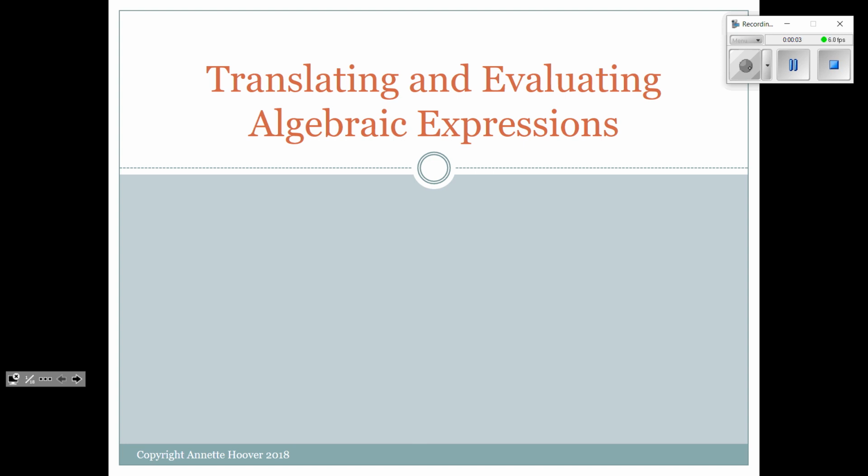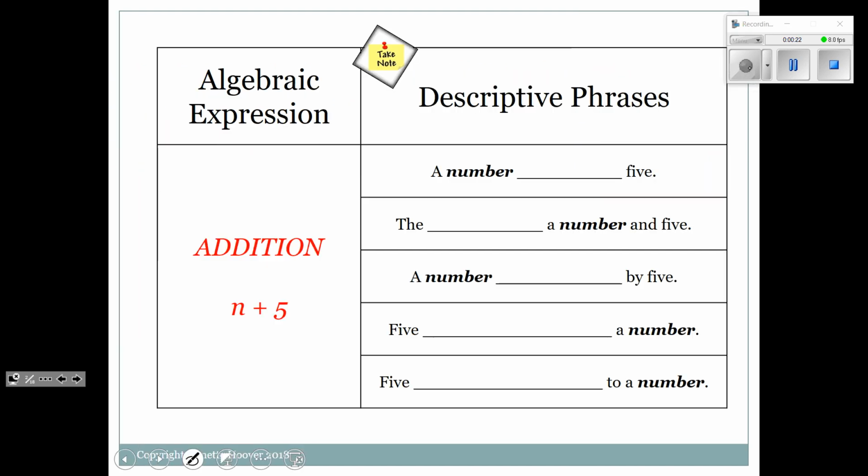Okay, we are going to continue with translating expressions. We've looked at translating numerical expressions, and today we're going to translate and evaluate algebraic expressions. The difference is that this time we're going to have some unknown numbers that we're going to represent with variables. So when you're taking your notes, this is the first section.